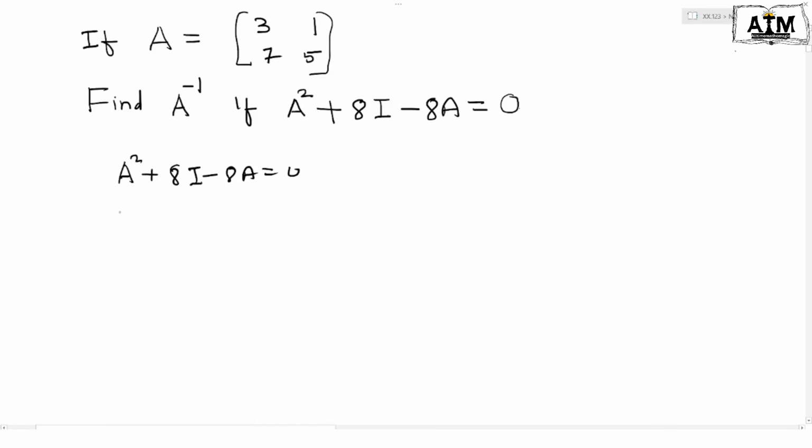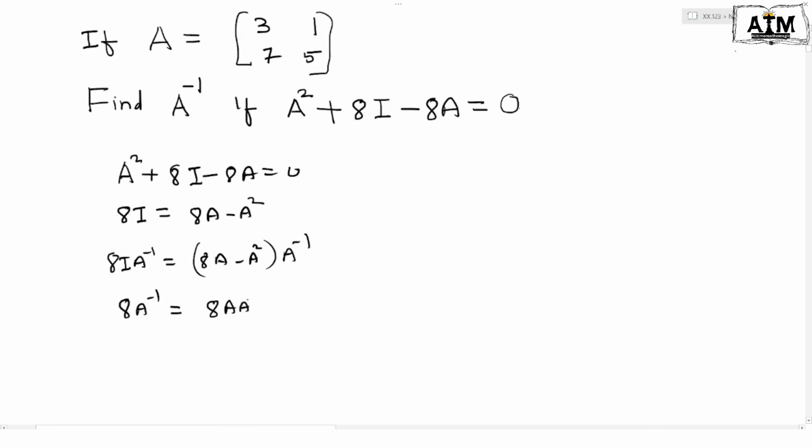What I do here is keep the 8I term on the left side and take the remaining terms to the RHS. Now multiplying by A inverse on both sides, the right side is (8A minus A squared) multiplied by A inverse. Now A multiplied by A inverse is nothing but I, and opening the bracket on the RHS, 8 A inverse equals 8A A inverse minus A squared multiplied by A inverse.